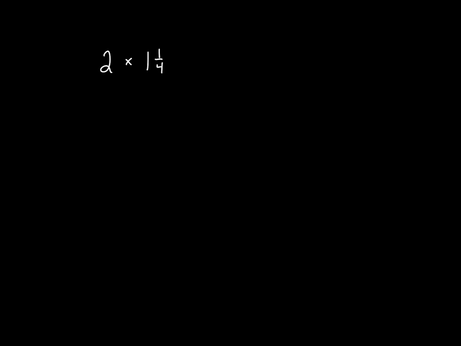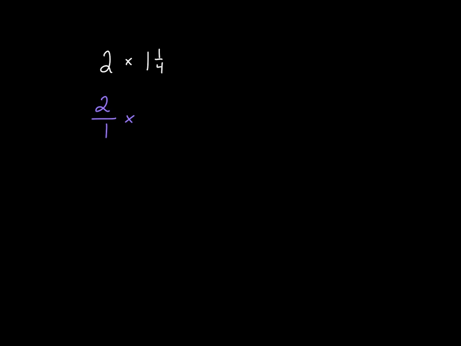Okay, you can't actually multiply mixed numbers. We have to first change them all to improper fractions. And you may have seen in my video on multiplying fractions that a whole number can be changed to a fraction by putting it over 1.